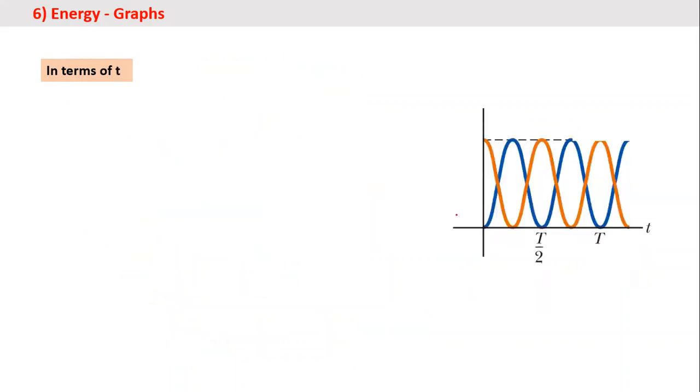Now, let's represent the energy, but now in terms of time. In order to represent energy in terms of time, this is the energy, and this is the time. Now I will start with PE elastic. It is equal to half kx squared, but I want it in terms of time, knowing that x equals xm sine of omega 0 t plus phi.